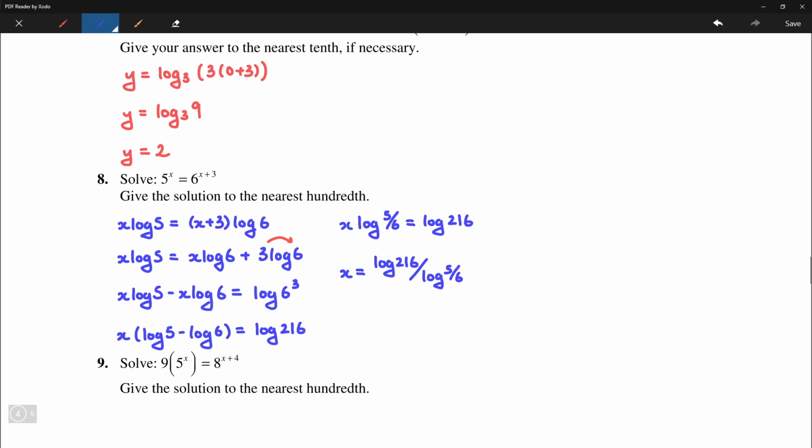Then we can evaluate using a calculator. We'll get x is approximately negative 29.48.